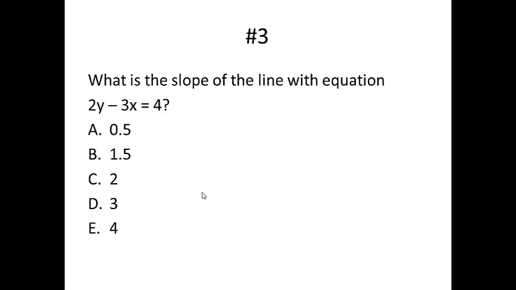Okay, number 3, what is the slope of the line with equation 2y minus 3x equals 4? If I'm looking for the slope, I'm looking for the m in y equals mx plus b. Probably the most common way to solve this problem would just be to solve for y and then to figure out what the m would be. So that's exactly what I'm going to do on this problem.